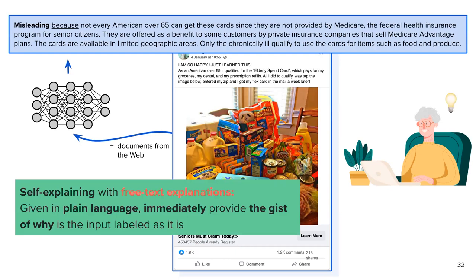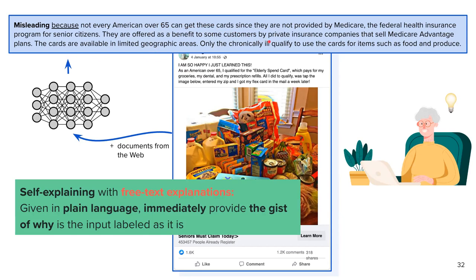So what can be useful here is that we give this person an explanation, but an explanation in a form that this person can easily understand. And that's to say that not every American over 65 can get this card since they are not provided by Medicare, the federal health insurance program for senior citizens. They are offered as a benefit to some customers by private insurance companies and so on and so on. I want to read the whole thing. So this is a form of a local explanation that explains the prediction. It is given in plain language and it immediately provides the gist of why this input is labeled as it is.